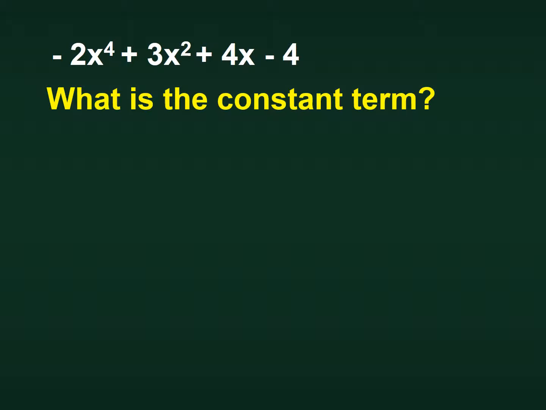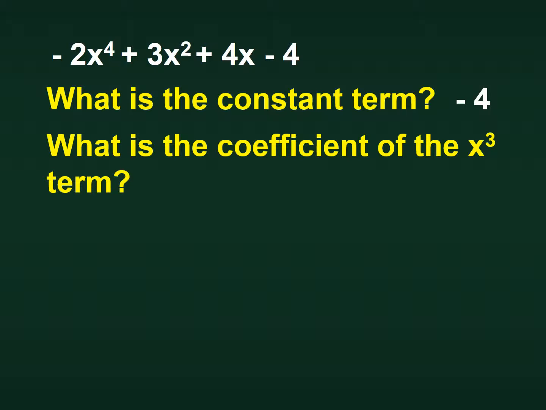What is the constant term of our polynomial? Remember, the constant term is the one that appears last that does not have a variable appearing, and that would be negative 4. Notice that the negative goes with the term. What is the coefficient of the x cubed term? As you can see, there is no x cubed term, which means that the coefficient in front of x cubed must have been 0, because 0 times x cubed is just 0. So the coefficient in front of the x cubed term, since it's not appearing, would be 0.